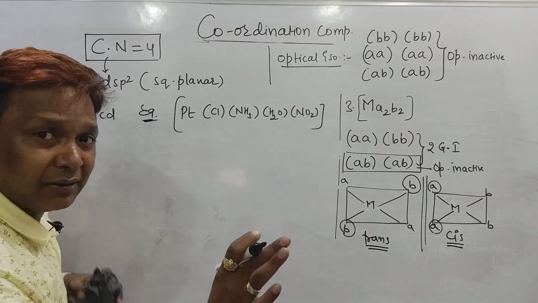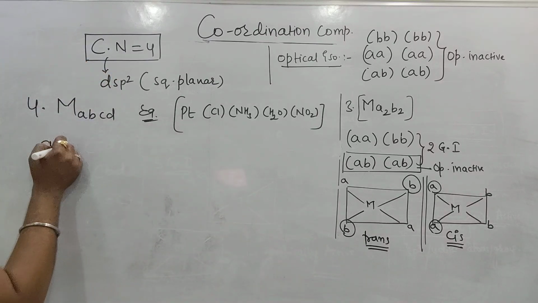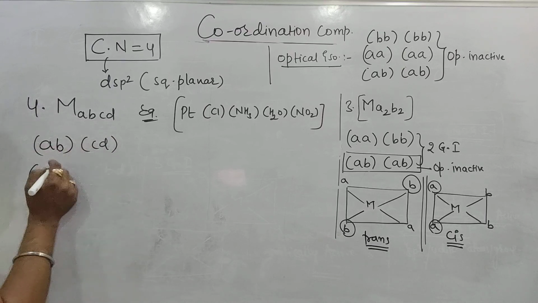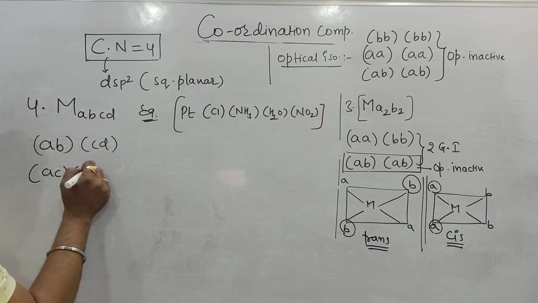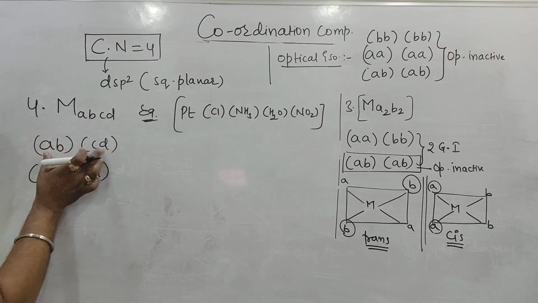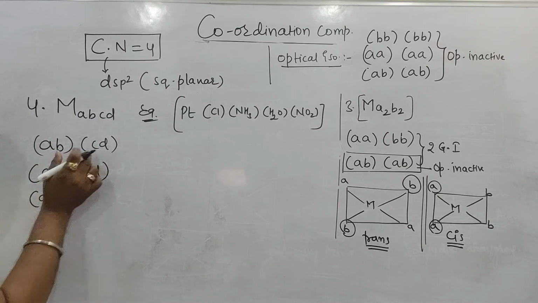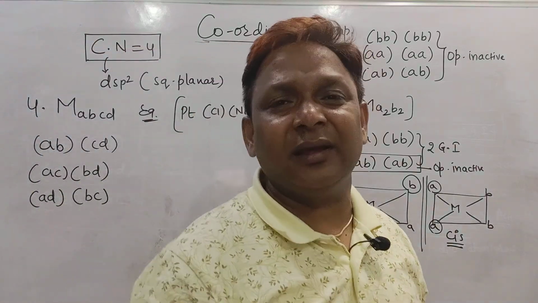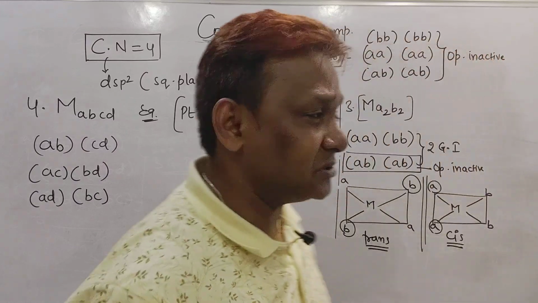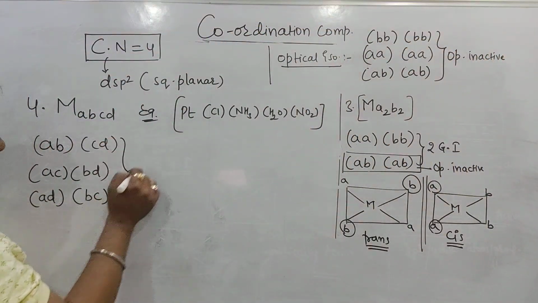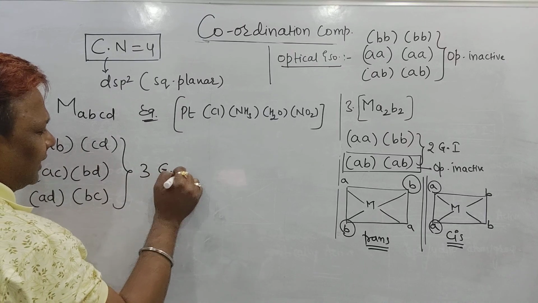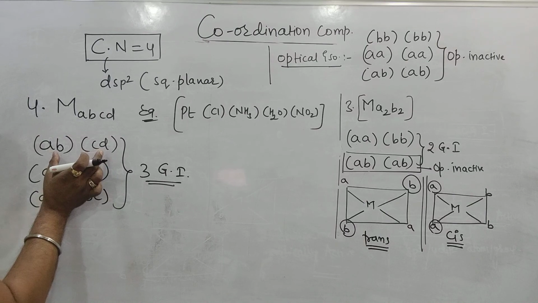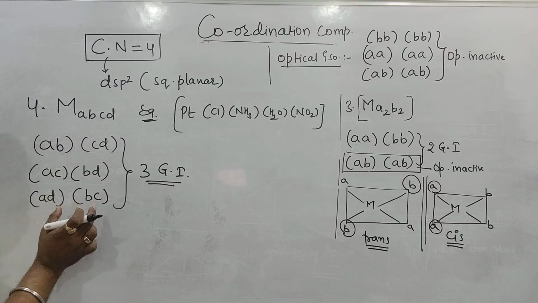So better to apply the trick. What is the trick? Make the pairing. AB is one pair, CD is one pair, AC is one more pair, BD is one more pair. Third one, beta, AD is one more pair and BC is one more pair. Is it possible to make one more pair, beta? Check it here. No sir, only 3 pairs are possible. This complex compound can show only 3 geometrical isomers. And according to this trick, beta, all 3 are optically active.